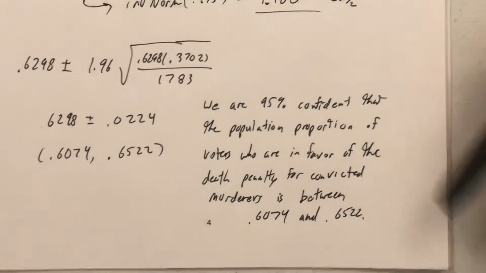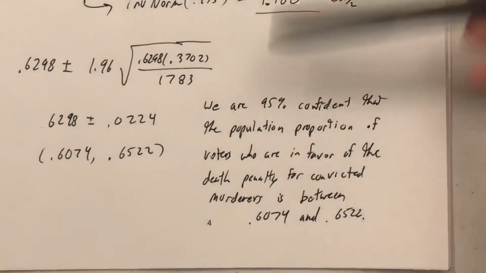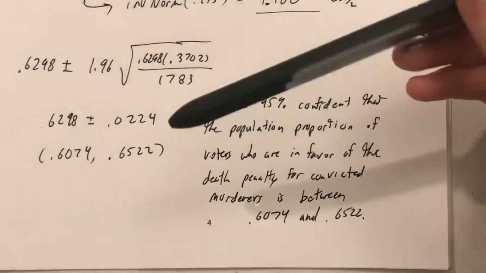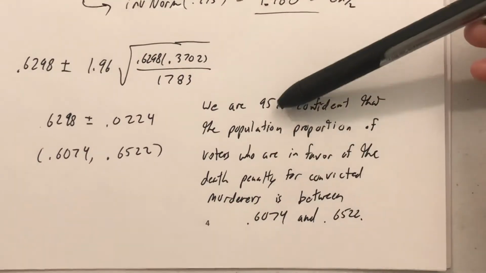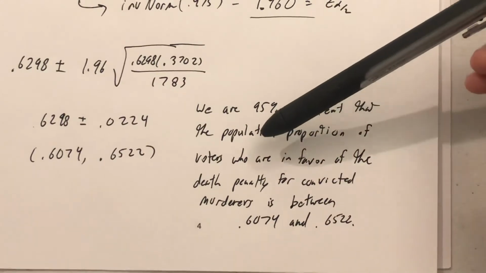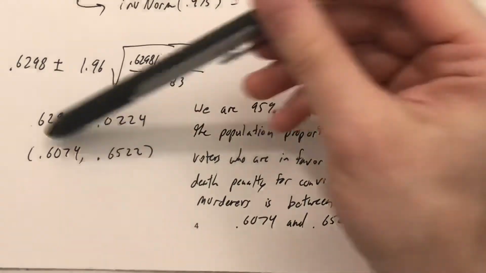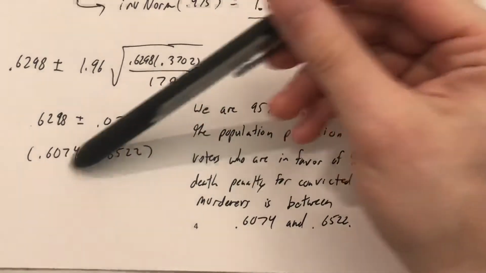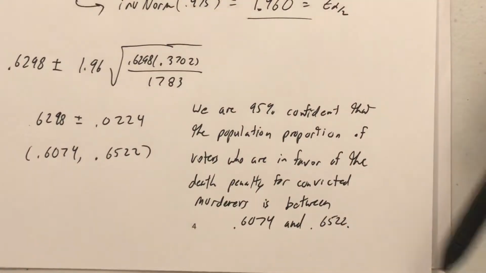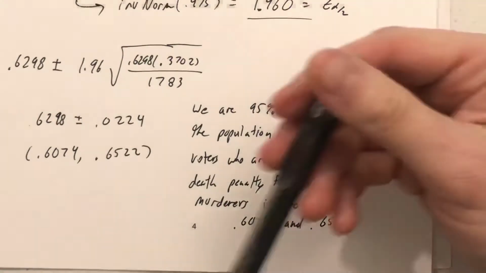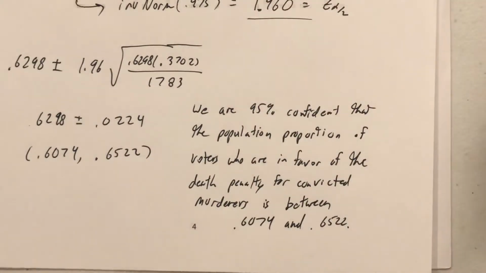0.6522. So again, to interpret what we just did, why we did all this work, is because we're saying we got this one number, 0.6298 from our sample. We're 95% confident that the true population proportion is somewhere in this interval, below it to above it, between roughly 61% and 65%. That's the interpretation of all this work that we're doing to find this confidence interval.